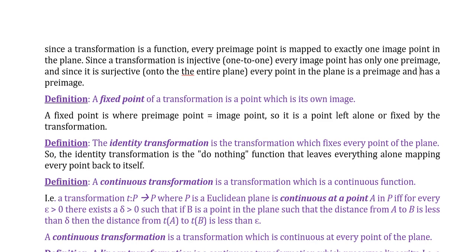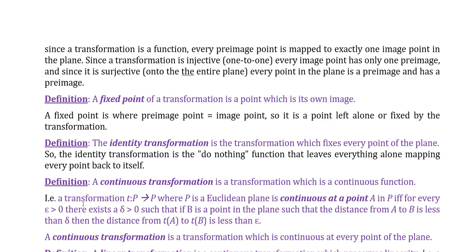A continuous transformation is a transformation which is a continuous function. So what does that mean? Well, a transformation, say T mapping P to P, where P is a Euclidean plane, is continuous at a point A in the plane if and only if for every epsilon greater than 0 there exists a delta greater than 0, such that if B is a point in the plane such that the distance from A to B is less than delta, then the distance from the images T of A to T of B is less than epsilon.